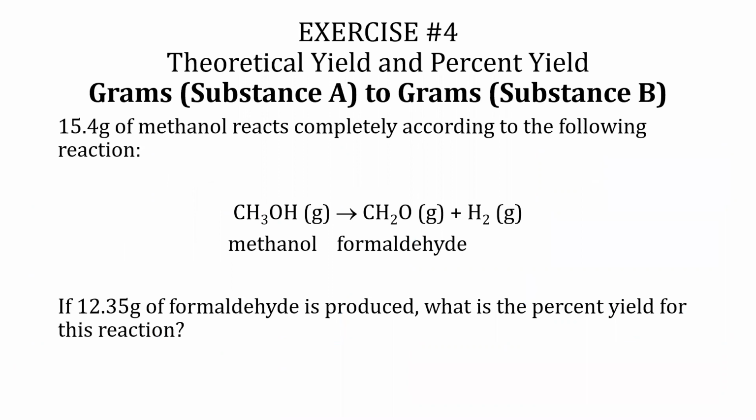Exercise 4 involves both theoretical yield and percent yield, and it is 15.4 g of methanol reacts completely according to the following reaction. CH3OH(g) forms H2O(g) plus H2(g). Methanol is CH3OH, and formaldehyde is CH2O. If 12.35 g of formaldehyde is produced, what is the percent yield for this reaction? The given information is one has 15.4 g of methanol, and the actual yield is 12.35 g of formaldehyde.